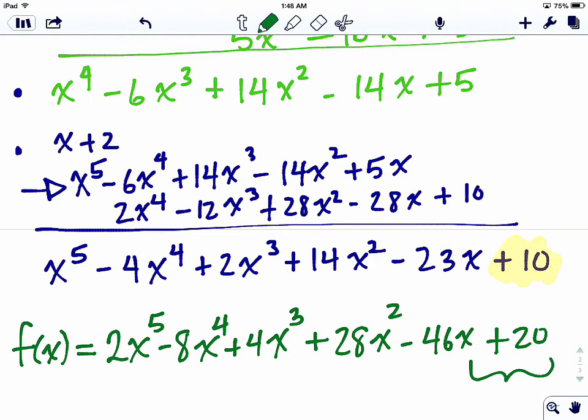This is a non-trivial problem. Lots of little steps, but we've done it one step at a time. The biggest issue, multiplication. Lots of FOILing. Good luck.